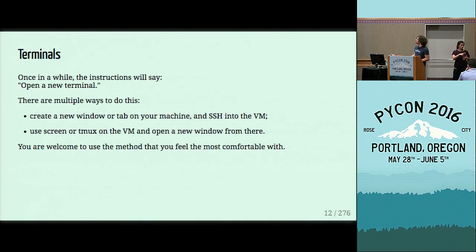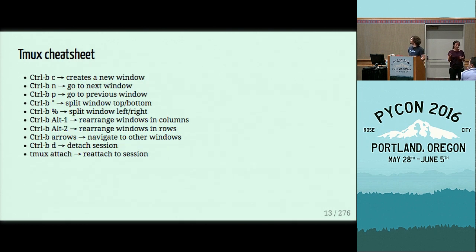Once in a while, I will say open a new terminal or open a new window. That just means you need to get another shell inside the VM. Depending on what workflow you prefer, you could pop up a new window and SSH on the machine, or you can use something like screen or tmux. So you just log in once into the VM and then use screen or tmux. I'm personally a big fan of tmux, so I've put this cheat sheet here to remind me of the most common keystrokes. However, if you have never used tmux before, I don't recommend that you start now because that's going to be a little bit bumpy, but check it out after, it's a great tool.